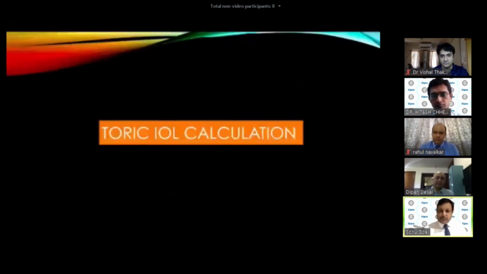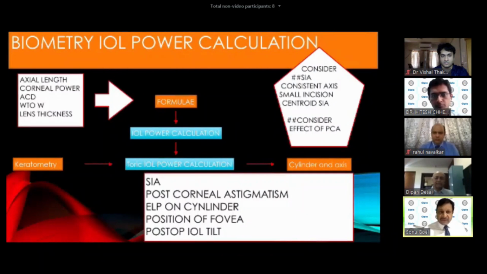So talking about the toric power calculation, which is very tricky, nothing is different: after calculating and feeding into the formula, you have the IOL power. But what is important is the keratometry values, and then the cylinder and the axis. So you always have to look into the sources of error, which could be the surgically induced astigmatism, the posterior corneal astigmatism, the effective lens position on the cylinder, the position of the fovea, and the post-operative IOL tilt.